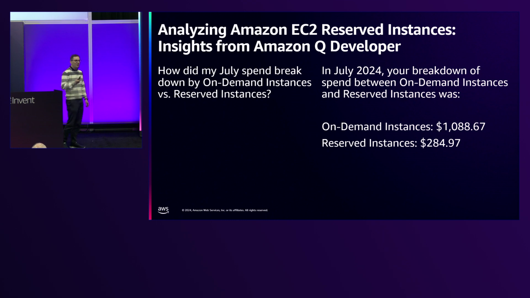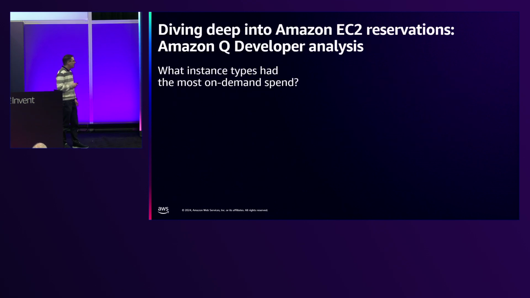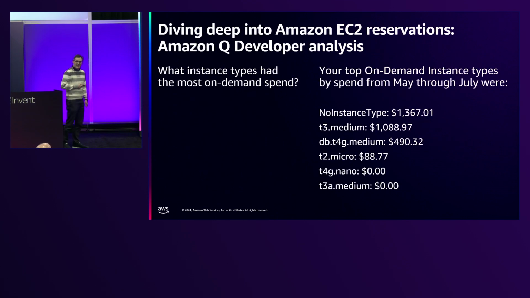But what kind of EC2 instances are we talking about? Can Q answer this question? And yes, we get an exact answer saying that our T3 medium instances are the main cost drivers. So we have to check our T3 medium instances, how we have reserved them.